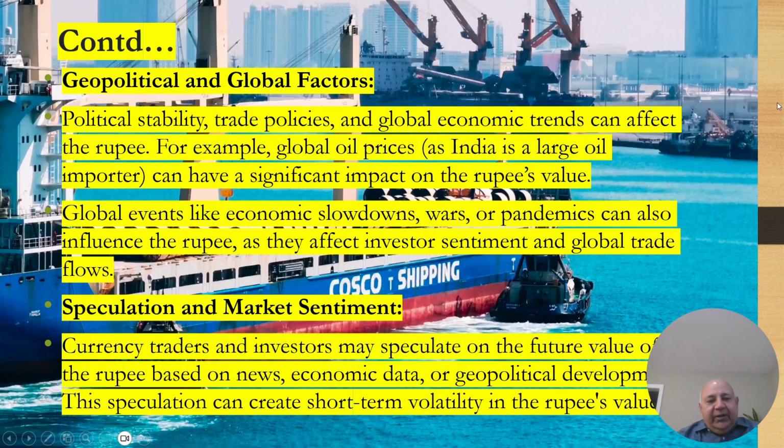Speculation and market sentiment. Currency traders and investors may speculate on the future value of the rupee based on news, economic data, or geopolitical developments. This speculation can create short term volatility in the rupee's value.